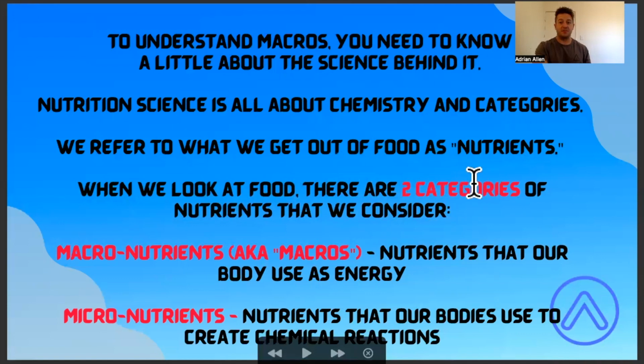There are two categories of nutrients that we consider. Macronutrients, aka macros, are going to be the big concern here for us: nutrients that the body uses for energy. We also have our micronutrients. You can go a lot deeper, but we're just going to focus on the macros. The micros are the smaller nutrients that our body uses to create chemical reactions in the body, like our vitamins, minerals, electrolytes, etc.